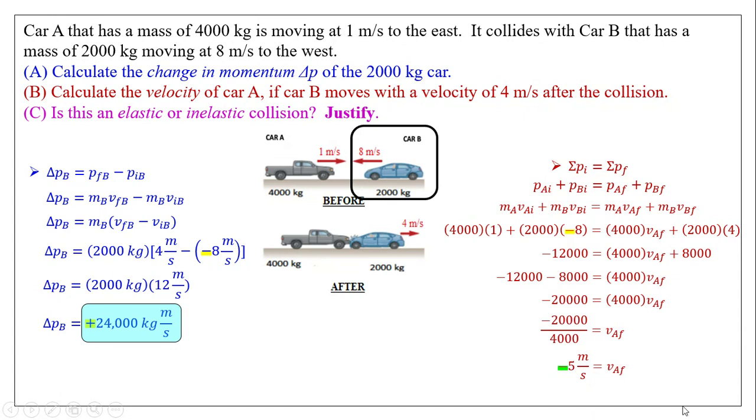So therefore, the answer here, the final velocity of car A after the collision, in this case, it will actually move leftward. So therefore, the answer is negative 5 meters per second, and it asks for velocity, so I'm going to include that negative sign because velocity is a vector. So we say car A after collision rebounds to the left at a rate of 5 meters per second.